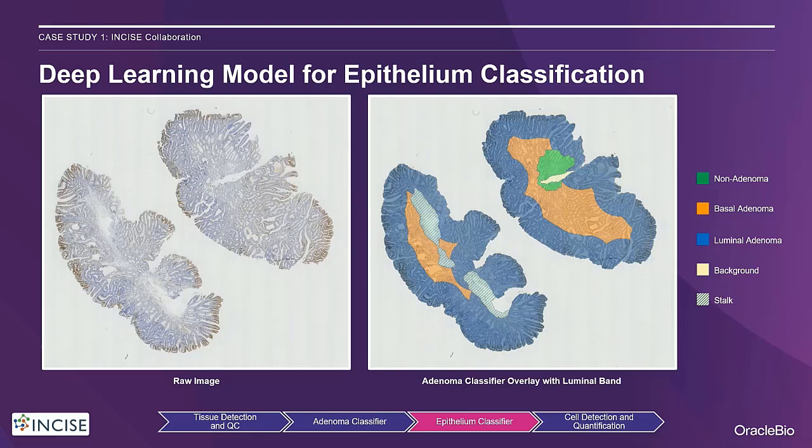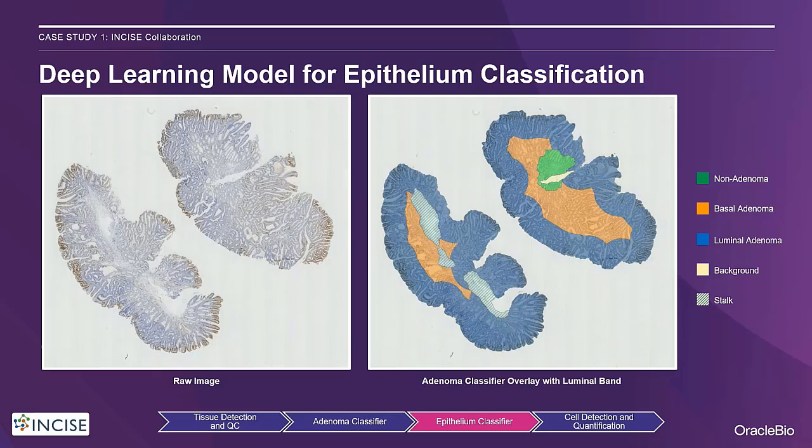Luminal adenoma, which is shown in blue here on the right hand side, is the region of adenoma that projects into the lumen of the bowel, and there was certain interest in separating the adenoma class into these two subregions, so then separate readouts could be generated for the luminal and the basal. The basal is shown in orange, and then we have the green, which is the non-adenoma.